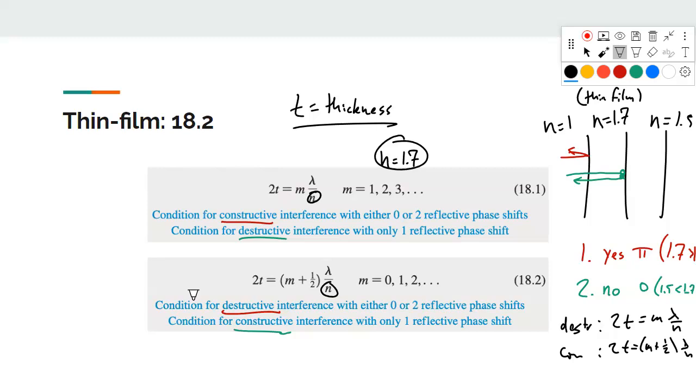Okay, so in the time that we've had, does anyone have any questions they'd like to ask or things they'd like to talk about for the thin films case? Yes.